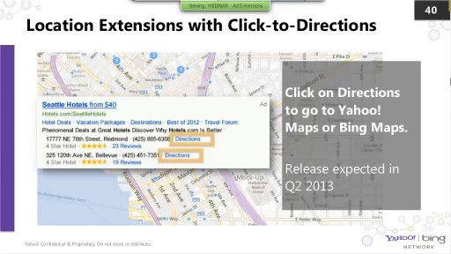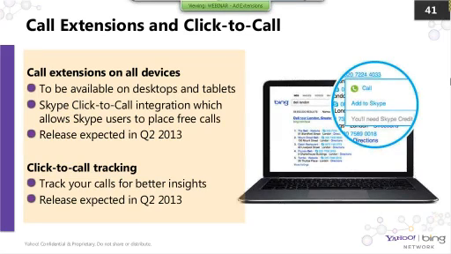Also, we're going to be coming in the near future, location extensions with click to directions. So you can just click on the word directions, and it'll take you to either a Yahoo or a Bing map. So expect that sometime also in Q2 of this year.